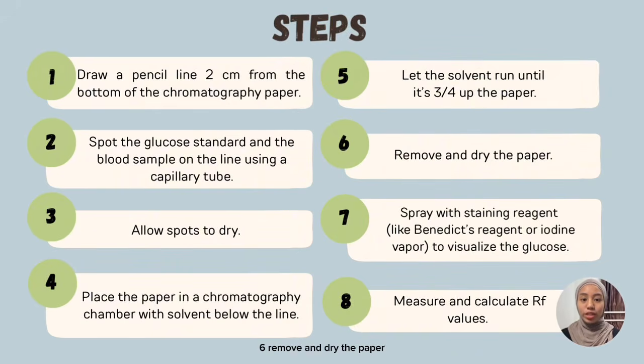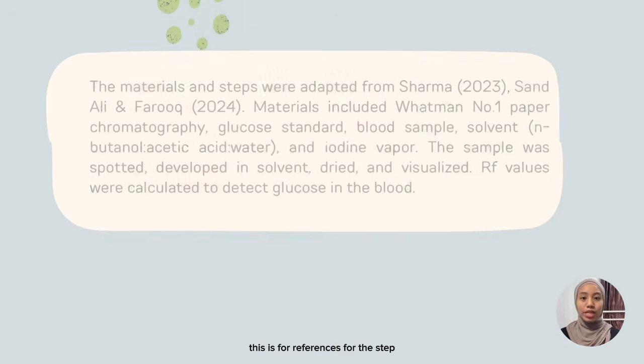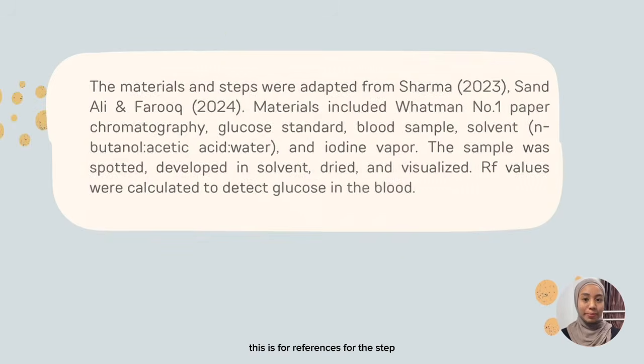6, remove and dry the paper. 7, spray with staining reagent like Benedict reagent or iodine vapor to visualize the glucose. 8, measure and calculate the RF value. This is for reference for the steps.